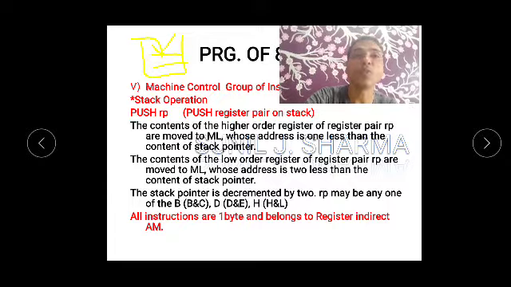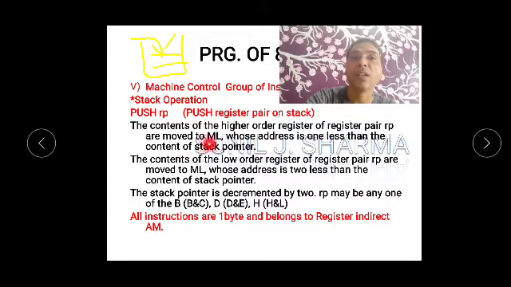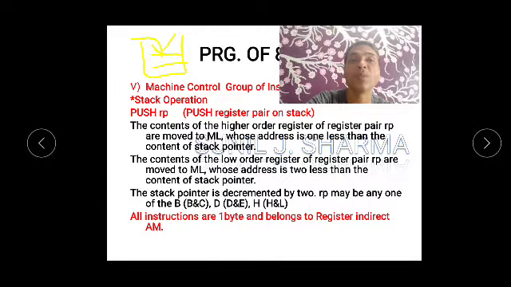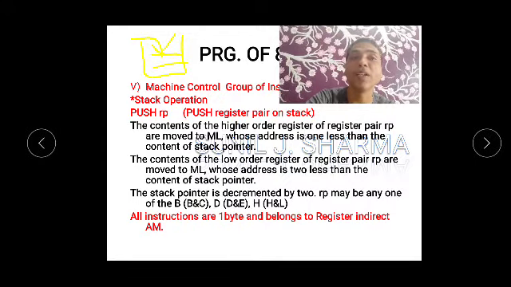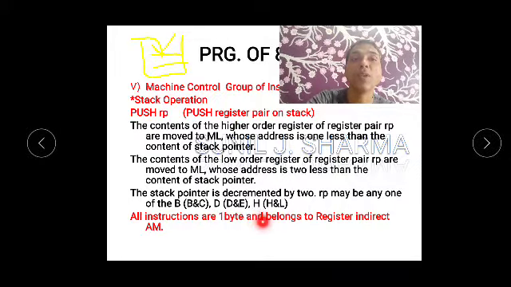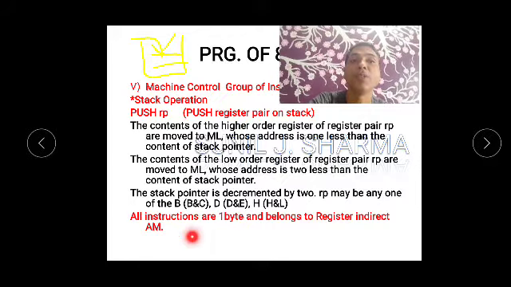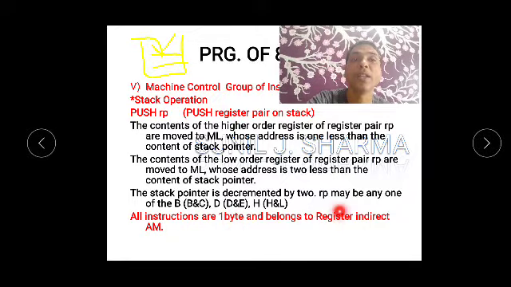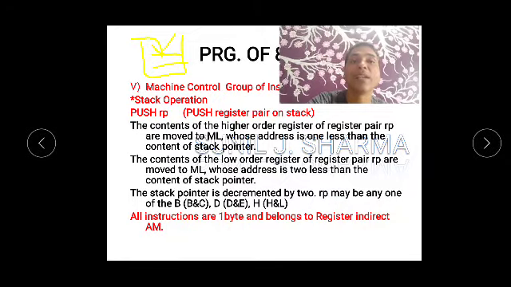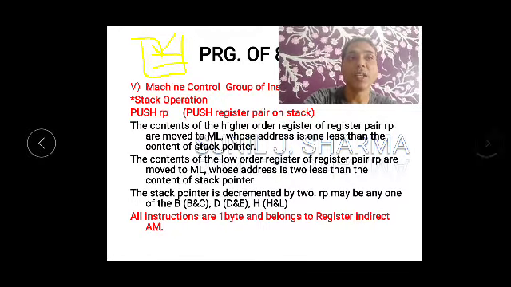Don't get confused about what is 1 less than the stack pointer and what is 2 less than the stack pointer. When we see the example, it will be more clear. All the instructions of this group are 1 byte and they belong to the register indirect addressing mode. So that is the information about the byte size and the addressing mode. Now let's take an example of this.